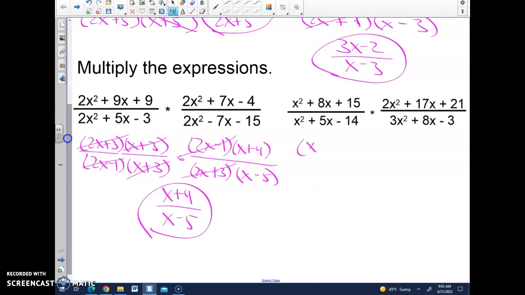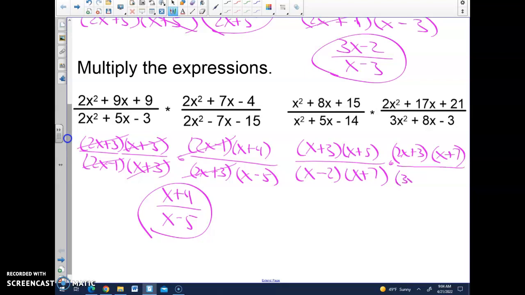Same deal here. X plus 3, x plus 5. X minus 2, x plus 7. When I factor up top, put the 2x and x in. For 21, I'm going to use 7 and 3. Plus 3, plus 7. On the bottom, we're going to use 3x and x, and then the factors of 3 are 3 and 1. Makes no sense to put a 3 here. Put my 3 here, my 1 here, and make sure my middle term works out. 3x times 3 is 9x, and then the negative 1x, 9x and negative 1x is a positive 8x.